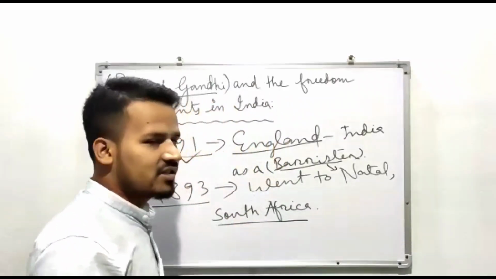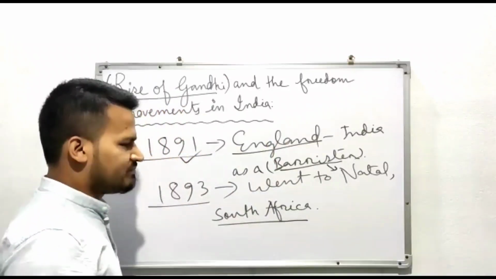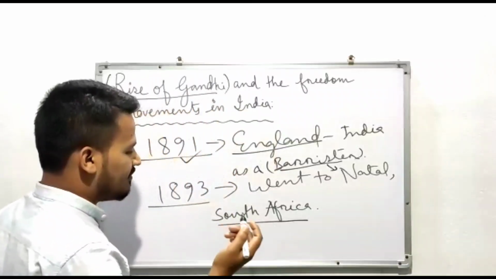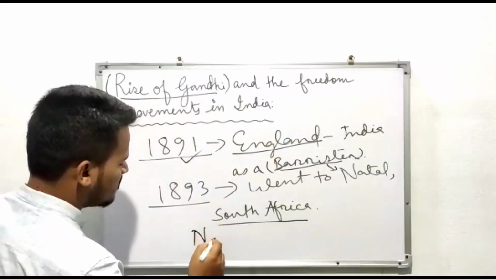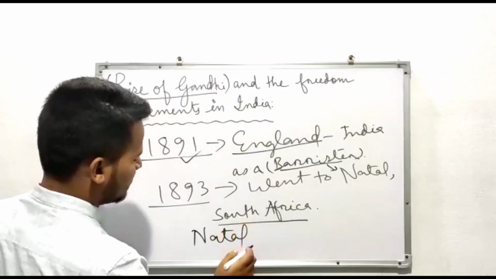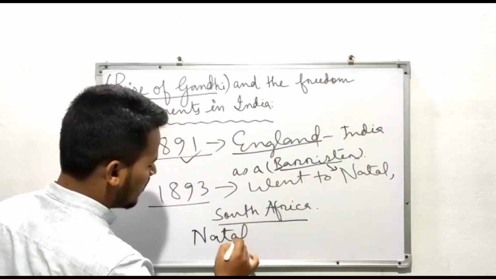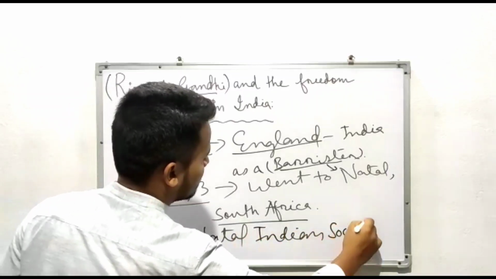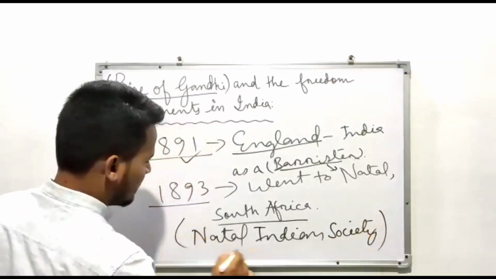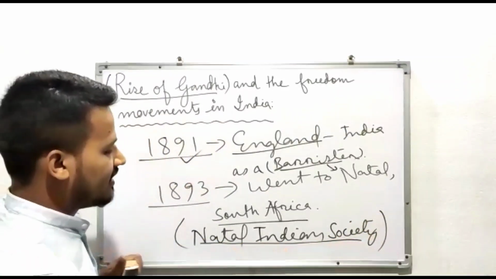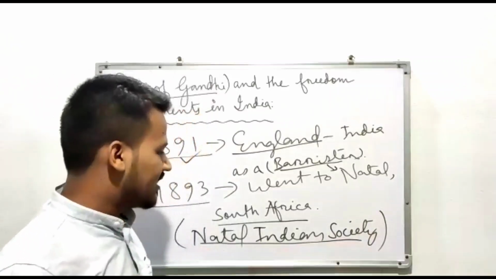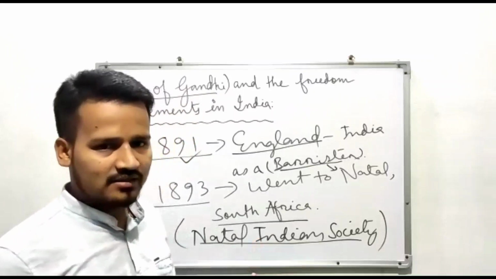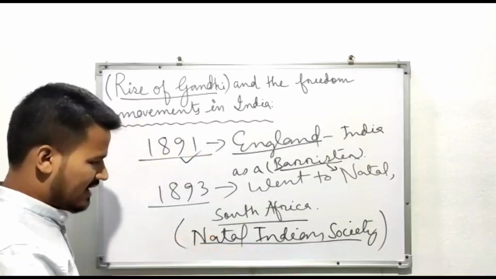For the protection of the rights of the Indian people in South Africa, he formed an association named the Natal Indian Society. Under this society, he aimed to protect the rights and safeguard the people of India who were living in South Africa.